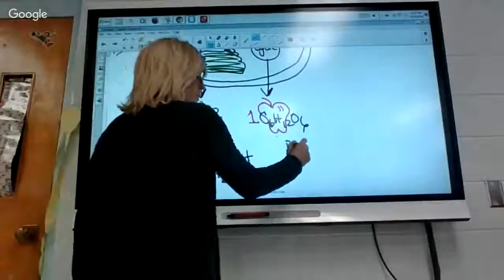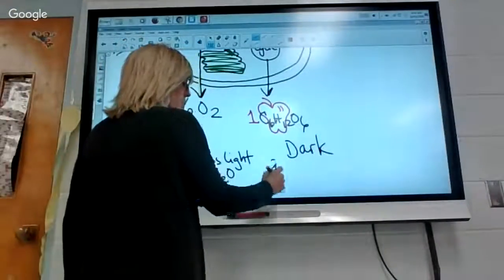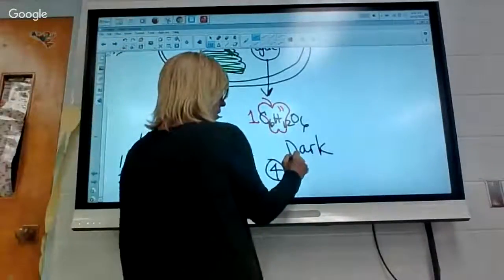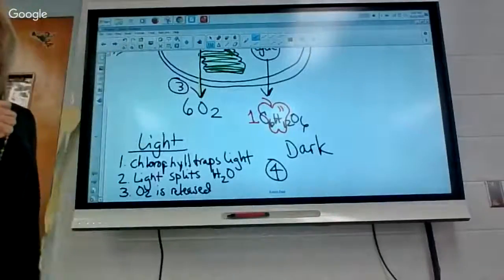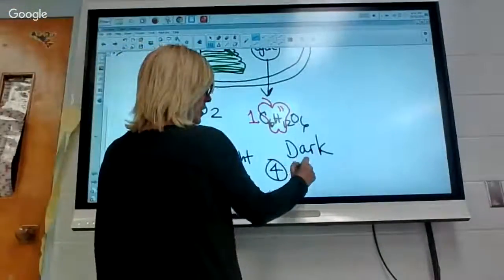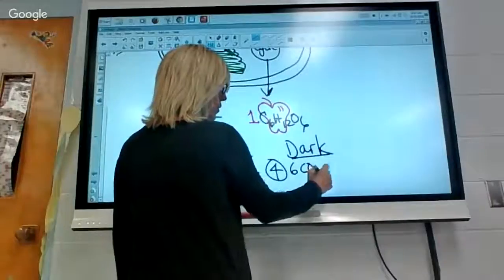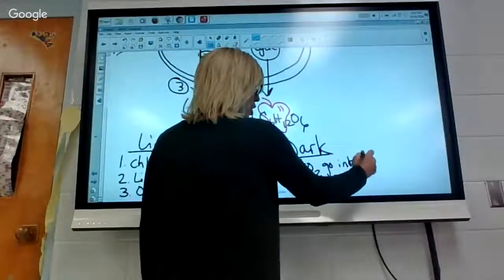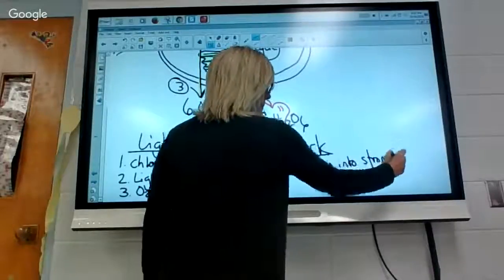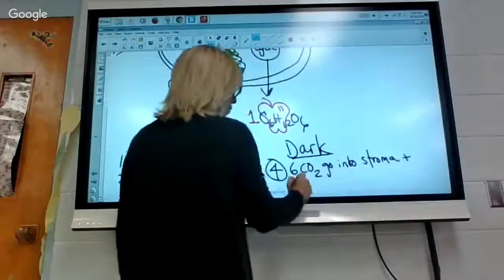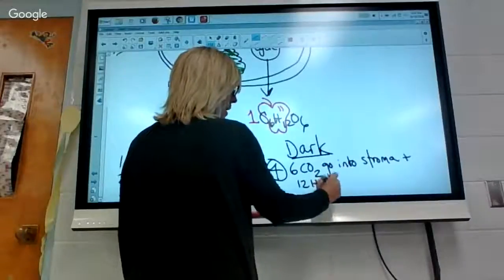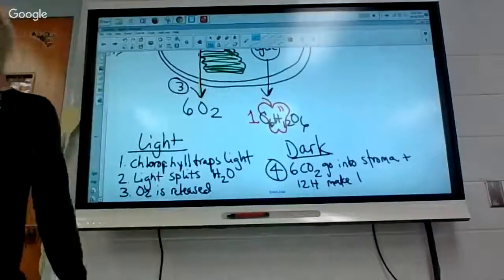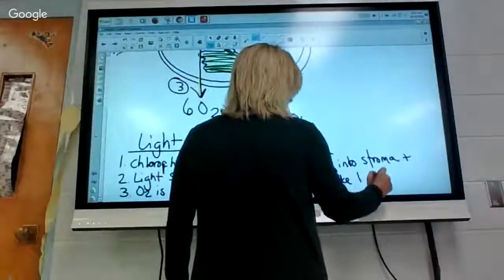So tell me what to write for dark. That's the last one, number 4. What came in? You got all of them right here. How many? 6. 6 CO2 go into the stroma plus 12 hydrogens make 1. Know what shot out the bottom? Glucose. 1 glucose.